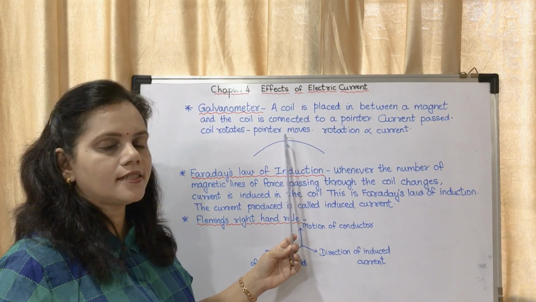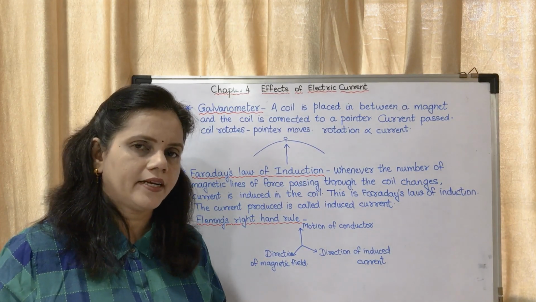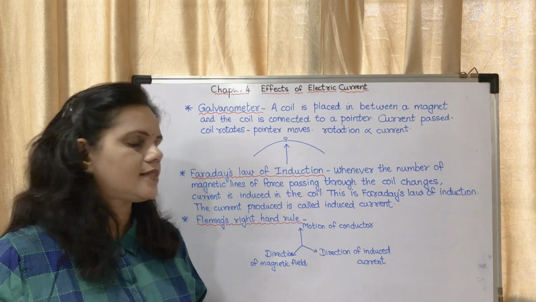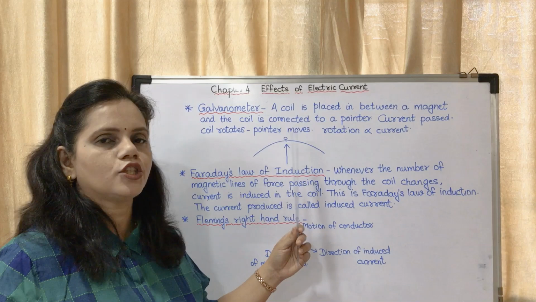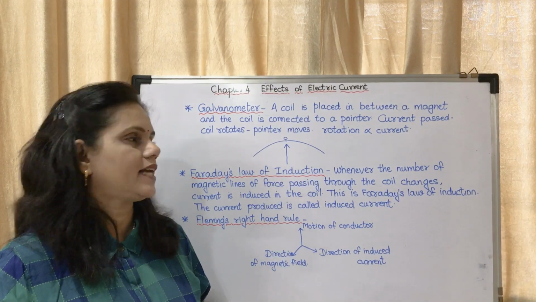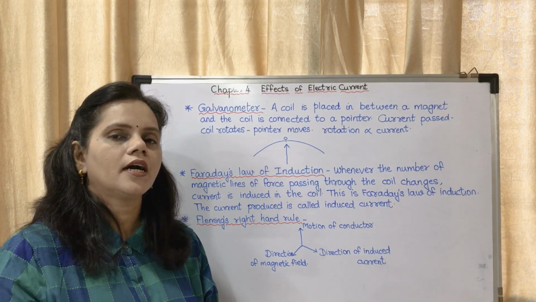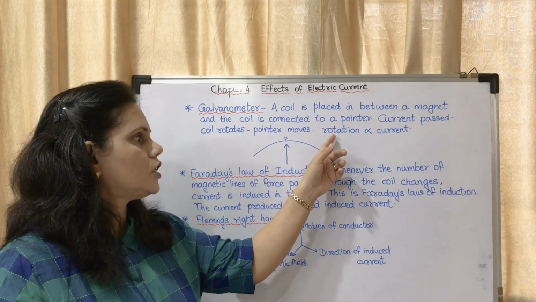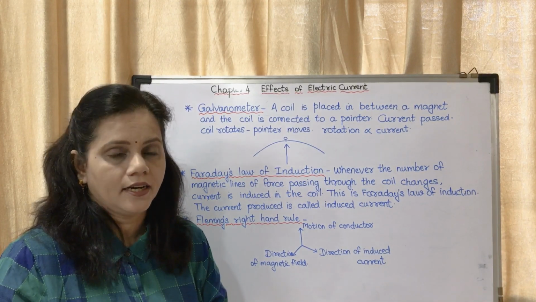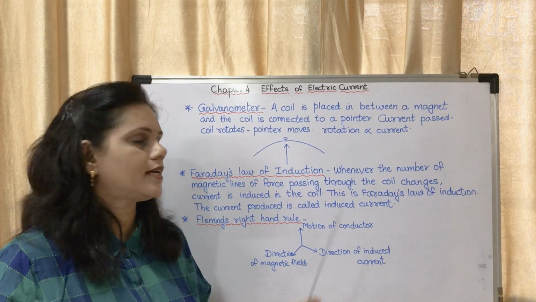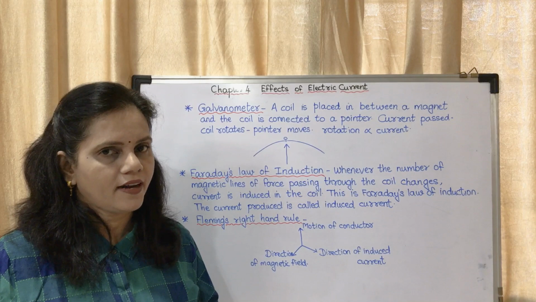What is this? This is a pointer which is connected to a coil. The coil is placed in a magnetic field, and it is connected to the circuit. If there is current flowing, then the pointer will show movement, deflection. The rotation of the coil is directly proportional to the current which is passing through it. I repeat, the rotation of the coil is directly proportional to the current which is generated. If more current is there, it will get deflected more. If less current is there, it will get deflected less.